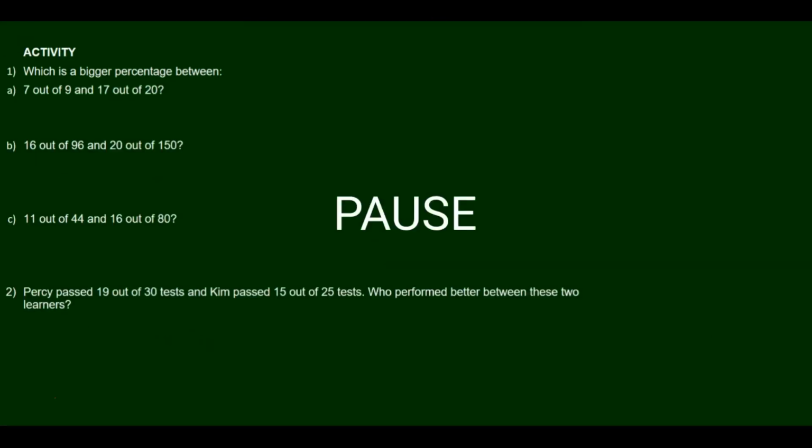You may pause the video here and do this activity, and then once you're done, you continue. Okay, let's do question 1a, which is a bigger percentage between 7 out of 9 and 17 out of 20. Let us say 7 out of 9 times 100% over 1. And then we can multiply 7 and 100. We get 700 over 9 times 1 over 9.